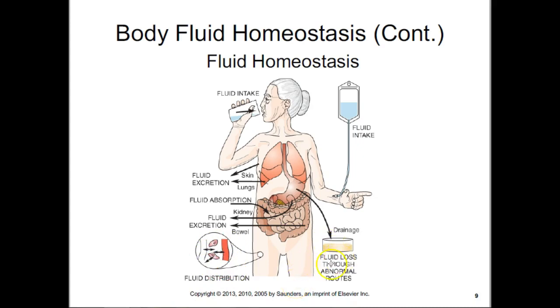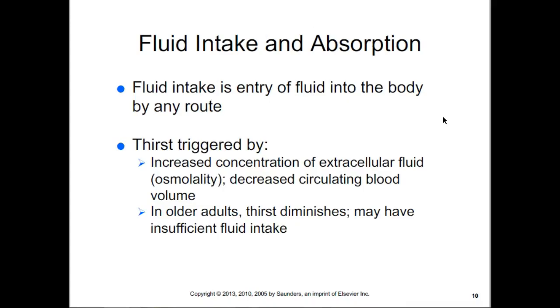You could also have fluid loss through some abnormal routes, for example drainage, or fluid intake through some abnormal routes, such as a patient who needs to be rehydrated with what we call a banana bag. Those are going to be isotonic saline, which is 0.85% NaCl. It's the same concentration that it should be in our plasma.